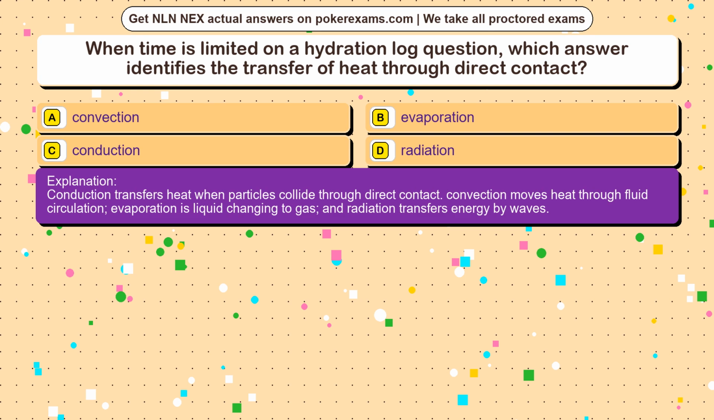Conduction transfers heat when particles collide through direct contact. Convection moves heat through fluid circulation. Evaporation is liquid changing to gas, and radiation transfers energy by waves.